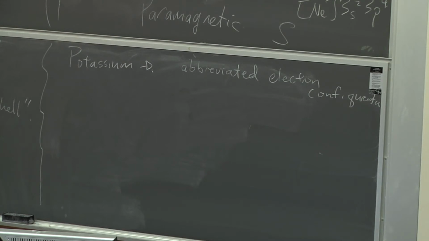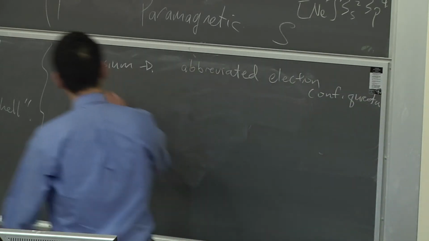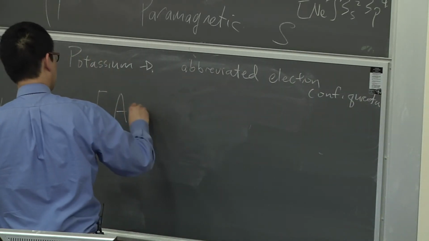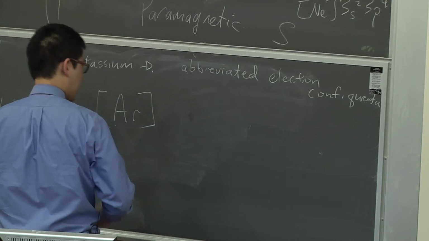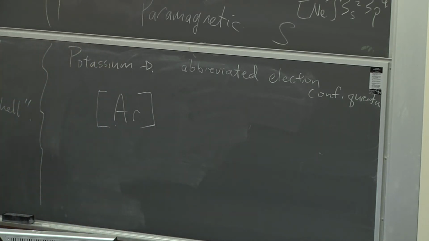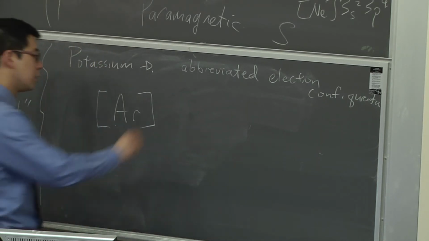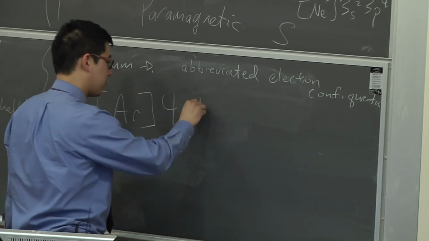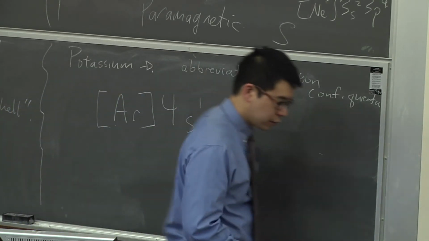And so we're going to go over to potassium, and we're going to say potassium, the next lowest noble gas is argon. Right? So we're going to have argon, and then we're going to have one more electron. And it is going to be 4s1.